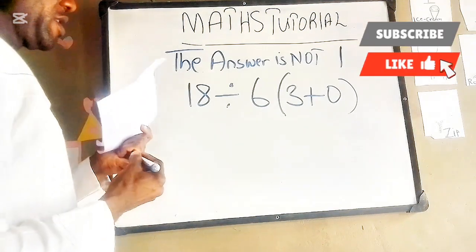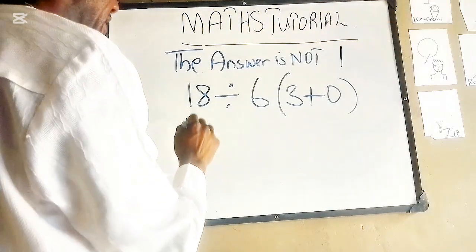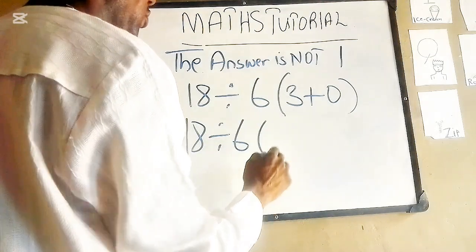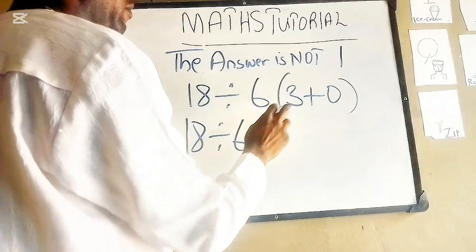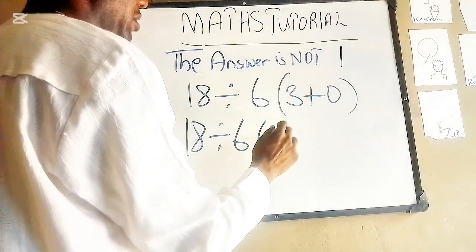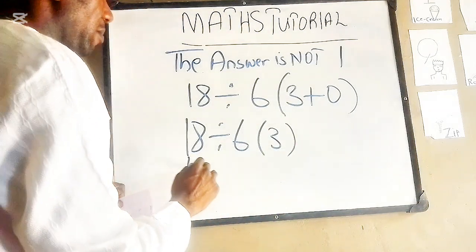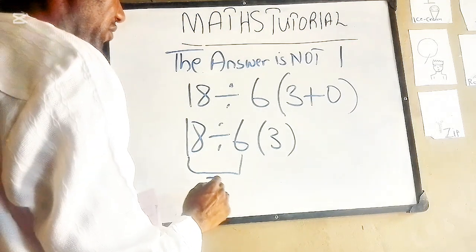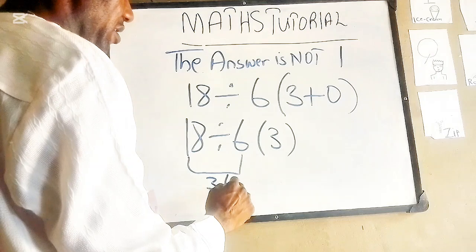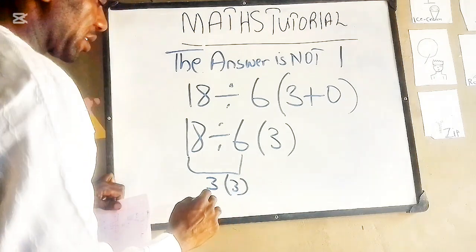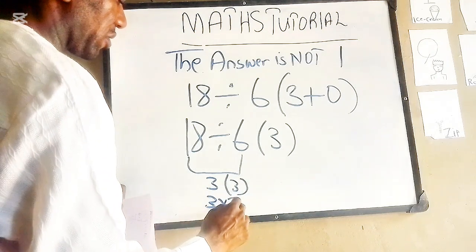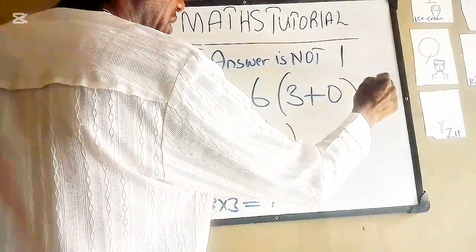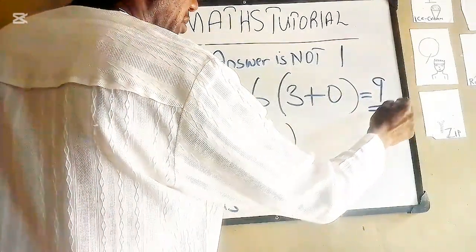Right, so now we're having 18 divided by 6, open the bracket, you have 3 plus 0 is 3, close the bracket. Then let's talk about division. 18 divided by 6, you're going to have 3. Bring this bracket down. This is the same as 3 times 3 equals 9. So the correct answer is 9, not 1.